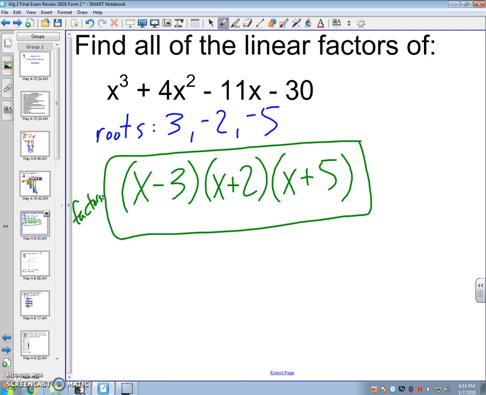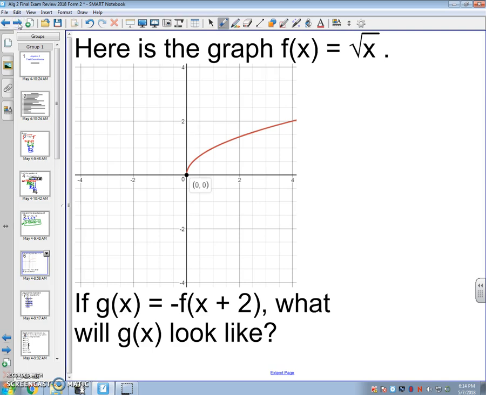All right, next one. Here's the graph, f of x equals the square root of x. If g of x is the negative f of x plus 2, what will g of x look like? All right, so this is a function transformation.